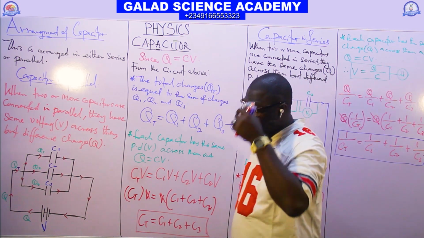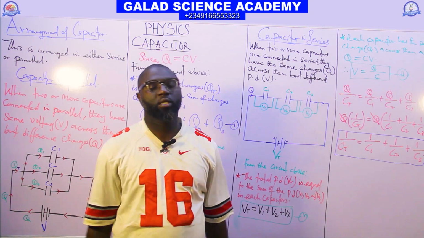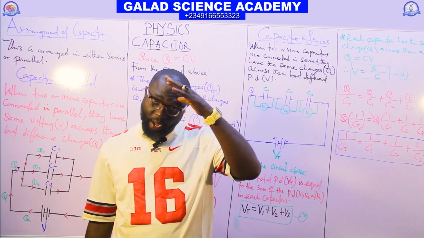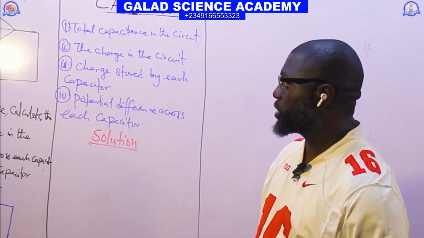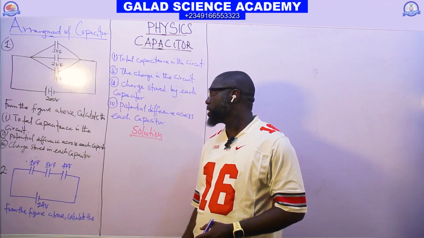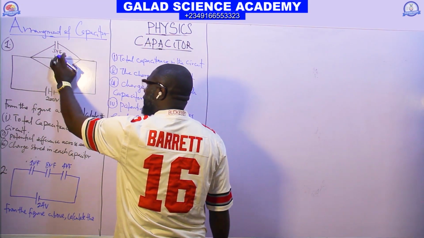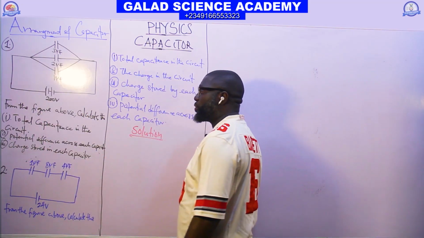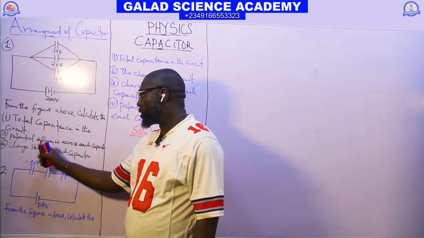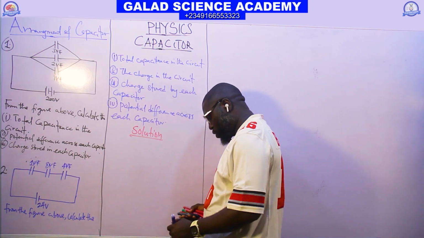So the next thing is, let's solve two or more questions on these capacitor arrangements, both in series and parallel. So let us solve these two questions, one in parallel, the other in series. The first question: we are given this circuit that comprises three capacitors, 3, 2, and 1 microfarad. From the figure above, calculate the total capacitance in the circuit, the potential difference across each capacitor, and the charge in each capacitor.